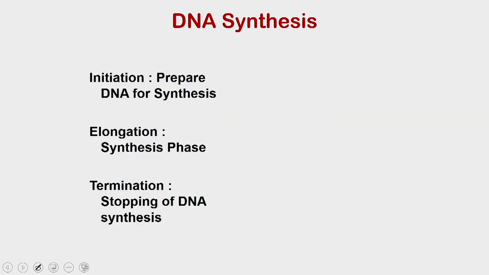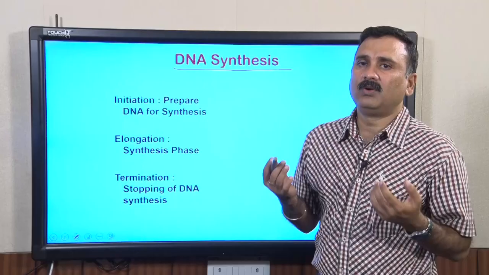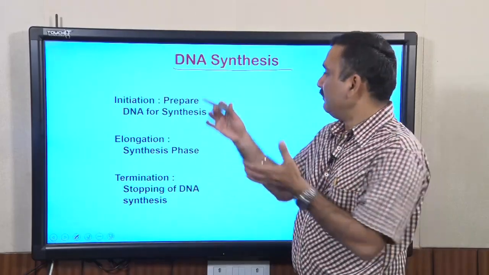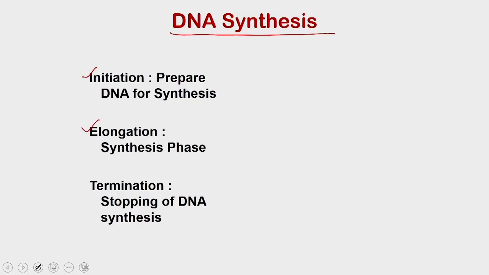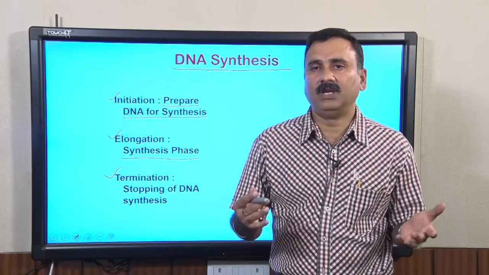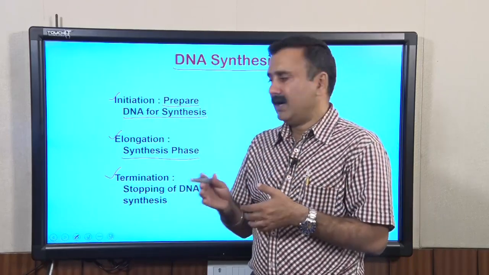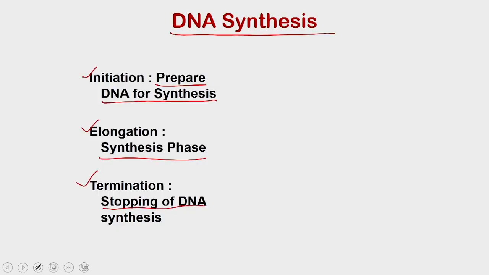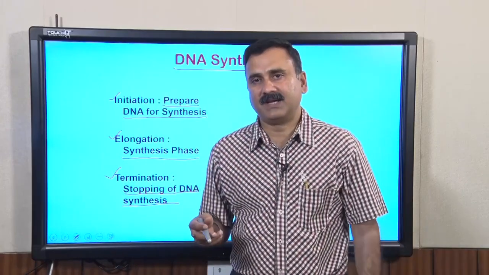Now, if I tell you that by doing DNA replication, you are doing nothing but DNA synthesis, and for this type of DNA synthesis in the cell, you require multiple steps: initiation, elongation, and then termination. In the initiation step, you are preparing the DNA for synthesis. In the elongation step, you are using an enzyme which synthesizes the DNA with the help of nucleotides being attached onto the primer. And the termination stops the DNA synthesis, which happens when the machinery reaches the end of the template strands.